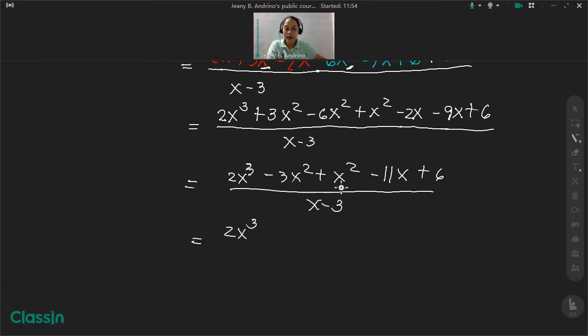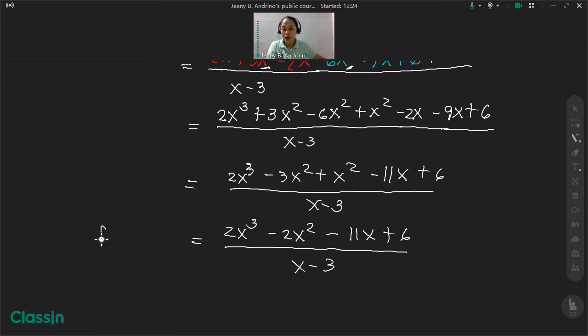Negative 3x squared plus x squared, that will be negative 2x squared. Because it's negative, this is positive, they don't have the same sign. So you just have to subtract the numbers. Negative 3 and 1, that is negative 2. And then copy the common, which is x squared. And then we just copy negative 11x plus 6. And then we have our x minus 3. So that is now our f plus g of x. So I hope that helps out.